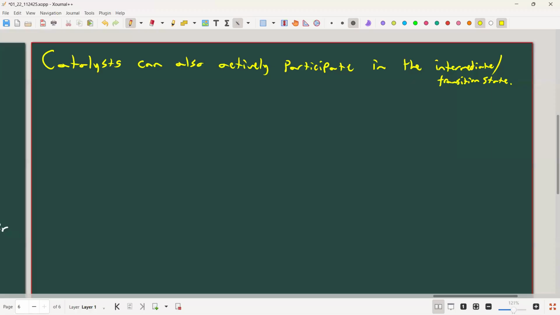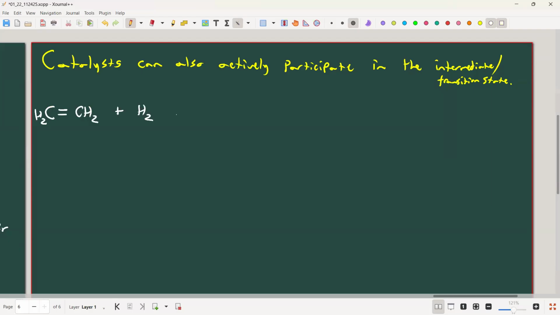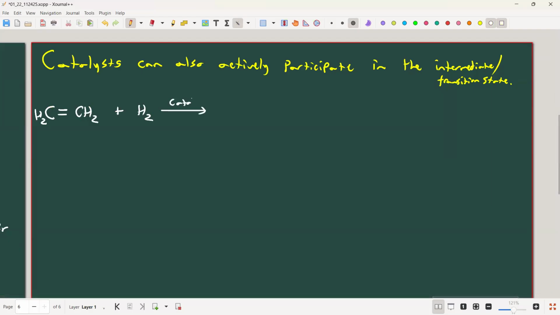So that catalyst participates actively in the reaction. So let's look at a more classic example of a catalytic reaction. I want to look at a place where catalysts are used on a daily basis in industry: the hydrogenation of double bonds.